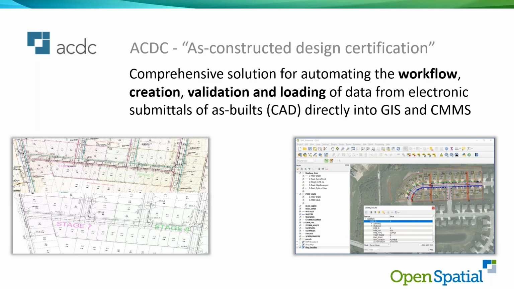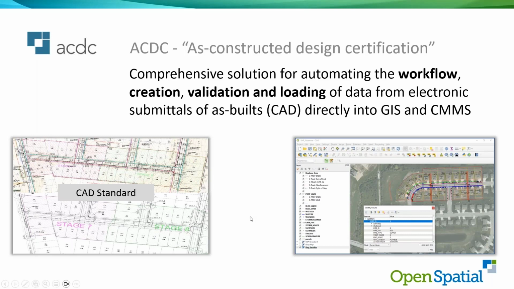So ACDC is a comprehensive solution, with multiple parts to it. I'm not going to go into every last part at this point. We're really just focusing mostly on the data and the CAD to GIS part, and particularly the National CAD Standard. But ACDC is a solution for automating the workflow and the creation, then validation and loading, of data from submittals or as-built or as constructed documents, and moving that straight into GIS. And we can then populate anything, like an asset management system or CMMS if you're old school.